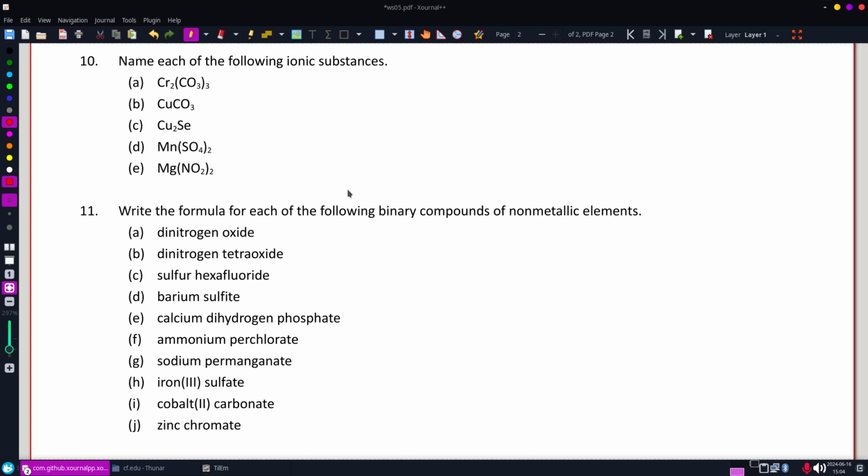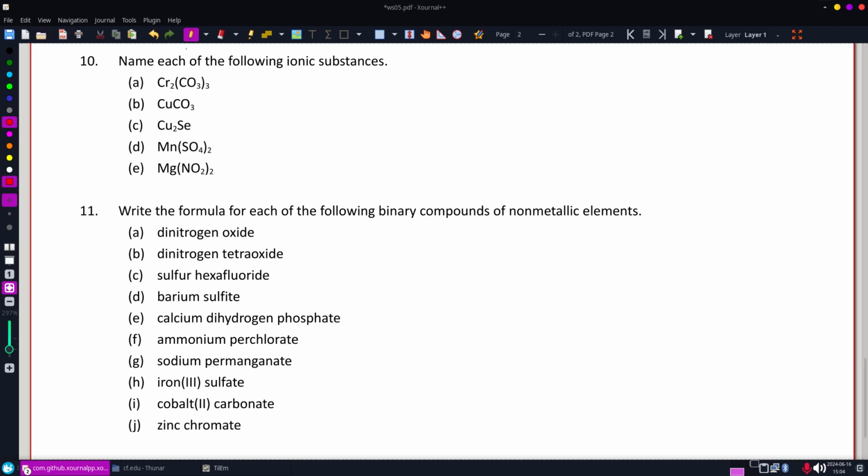Alright, on number 10, we want to name all of these ionic compounds, and in each one of these, the metal is one of our variable charges. So we're going to have to look at our polyatomic ion or the other atom, like in C, to figure out the charge of the metal.